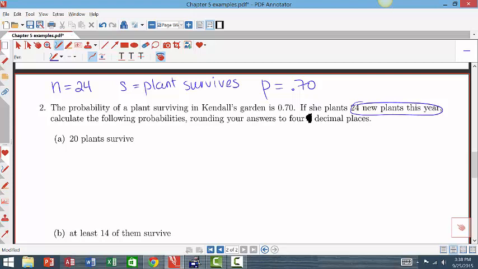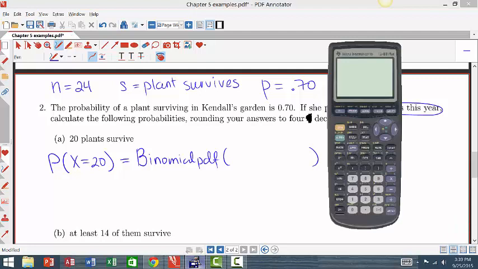Okay, so the first problem says, what is the probability that exactly 20 plants survive? What does that mean? How will we write this? It's the probability that our random variable x takes a value of 20. Now, when we find probabilities of our variable taking one particular value, we will be using a command called binomial PDF. And then we have to follow some syntax associated with this command. So let's go ahead and use your calculator.